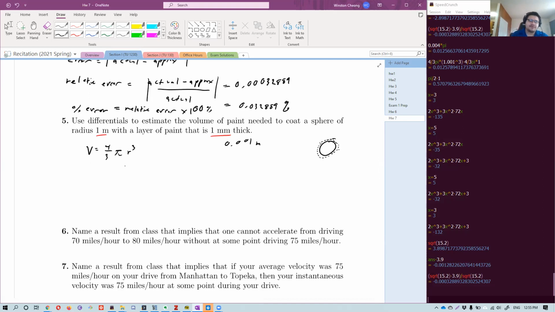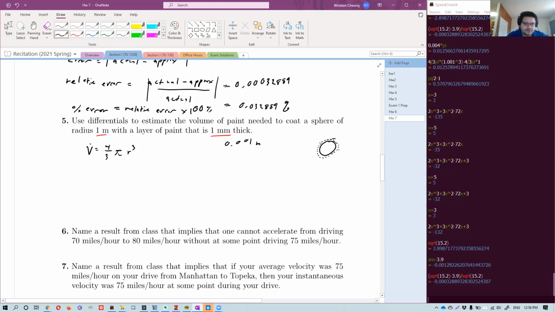So that's why we need to calculate what this dV is and then tack that onto the original V in order to calculate what the, well, actually, no, we don't need to tack it on because here we're just trying to estimate the volume of paint. The volume of paint used is just going to be that dV. All that extra volume is going to come from the paint.